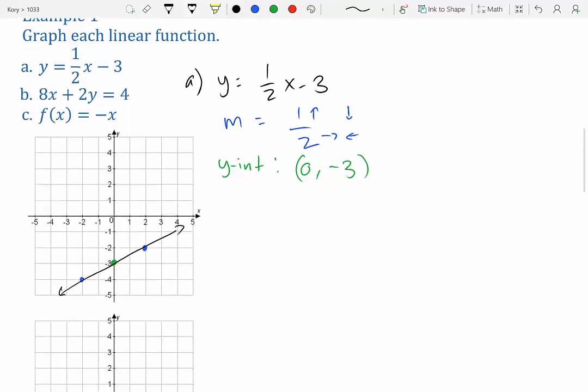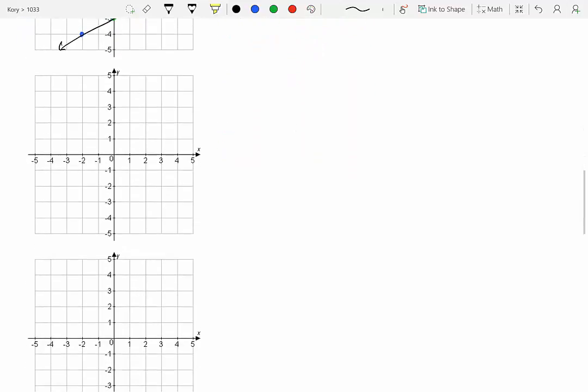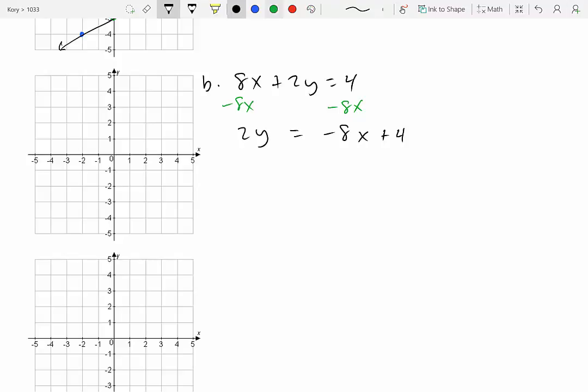Moving on to B. So B is 8x plus 2y equals 4, and you notice it's not in y equals mx plus b form, that's slope-intercept form, so we need to solve for y by subtracting 8x. So we're left with 2y equals negative 8x plus 4, and then divide everything by 2. So y equals negative 4x plus 2.